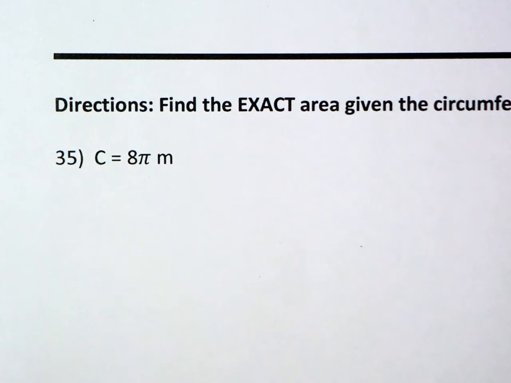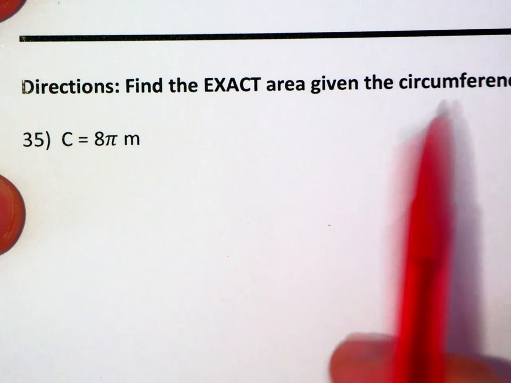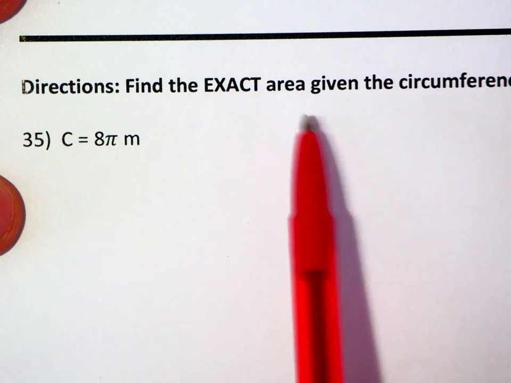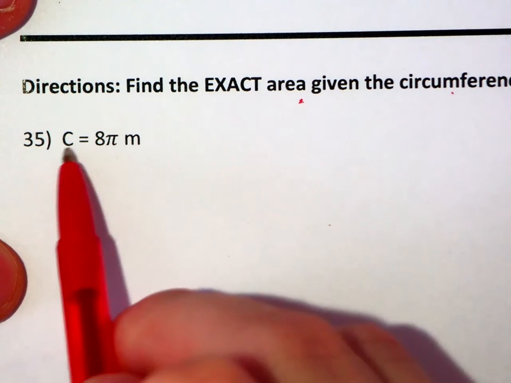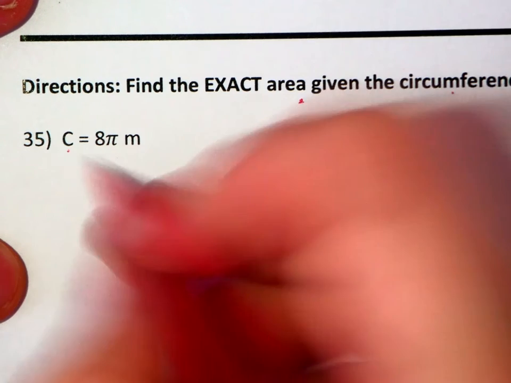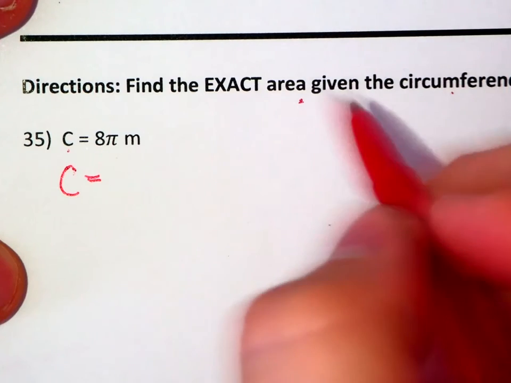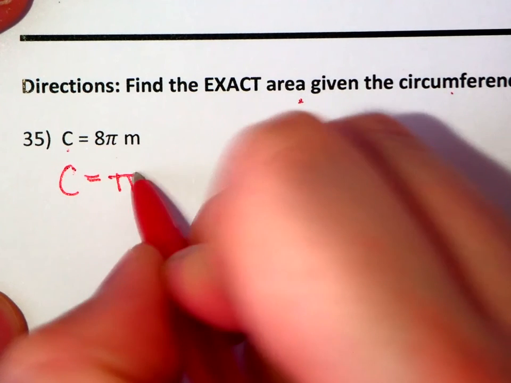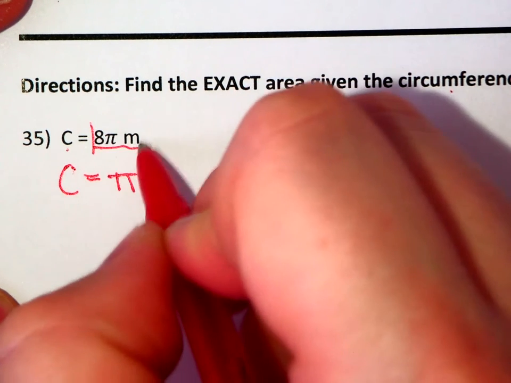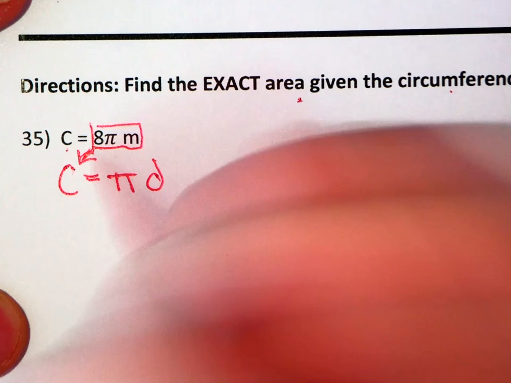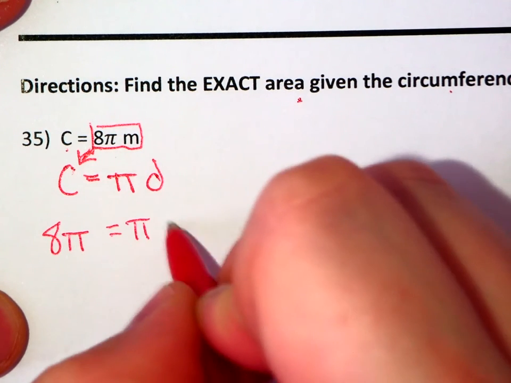Let's try one more that's just like this. Except this time, we want to know the exact area given a particular circumference. So it tells us that the circumference is 8 pi, and we know the formula for a circumference equals pi times the diameter. So I'm going to substitute in my circumference value for C. 8 pi equals pi d.